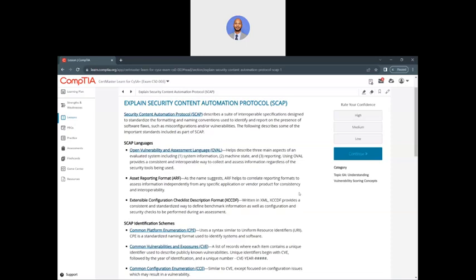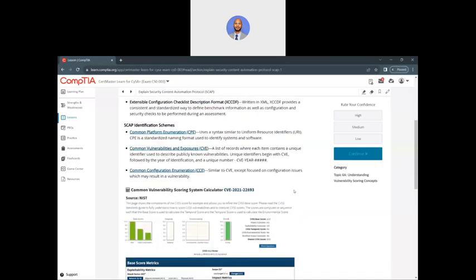Then we finally have the Extensible Configuration Checklist Description Format. This is written in XML. This provides a consistent and standardized way to define benchmark information, as well as configuration security checks to be performed during an assessment. Essentially, all of these SCAP languages have the same intent: to make a common language for reporting vulnerability assessment results that can be understood by different tools.